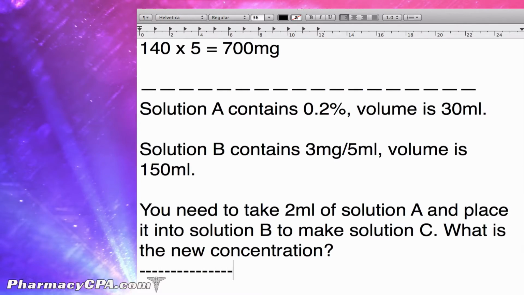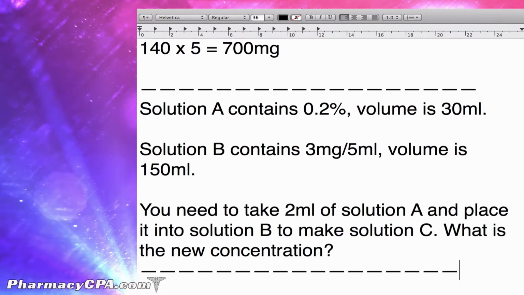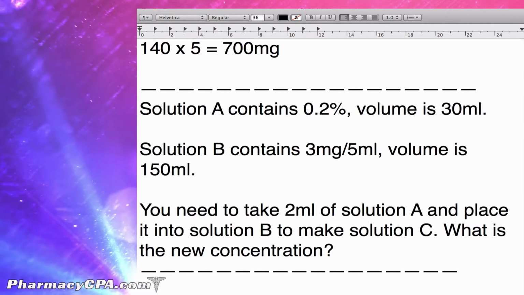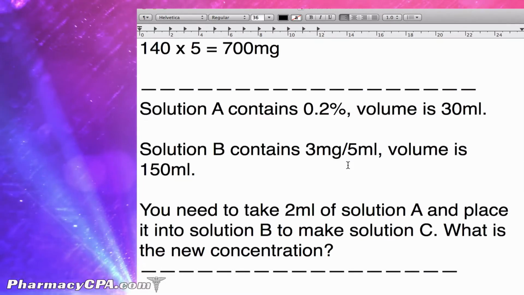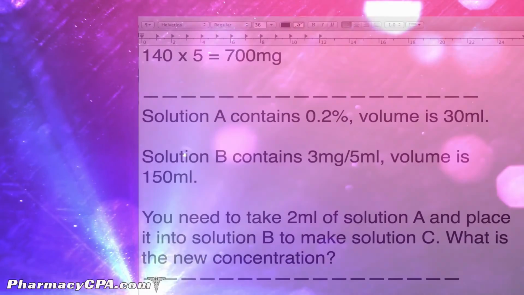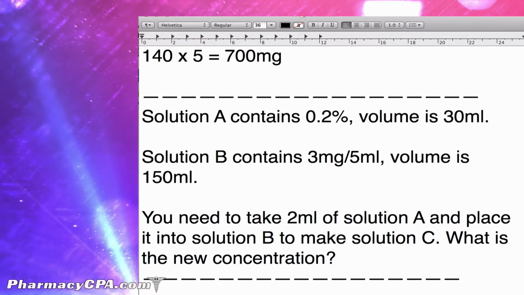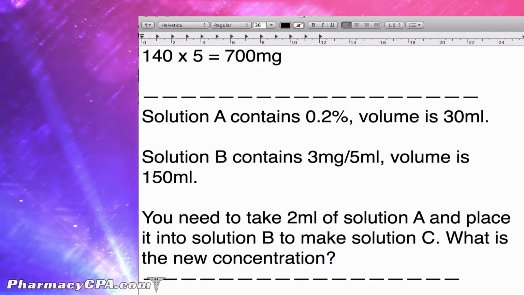So the total volume for solution C is 7 mils. No, it isn't. Where'd you get 7 mils from? Oh, sorry, 152 mils. Good. So what I would do in this situation is, you wouldn't really get a question like this because the numbers are quite difficult to calculate.